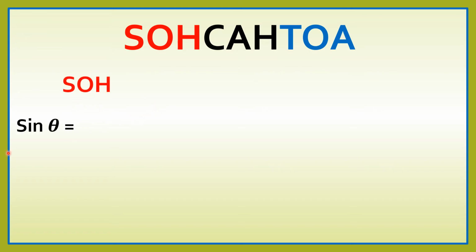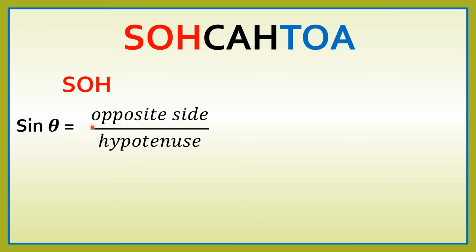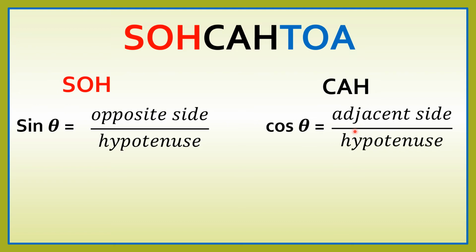Para sa meaning na SOH, that is sine for the S, and then we're going to use the angle theta for the reference angle. At yung O natin, that is opposite side. At ang H naman natin is the hypotenuse. So, let's go to the acronym CAH. So, the acronym CAH, the meaning of C is cosine theta. That is equal to A, that is adjacent side over the hypotenuse.